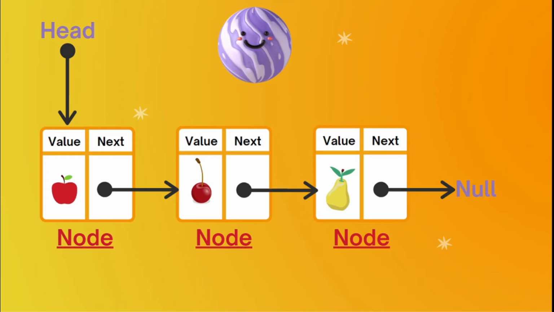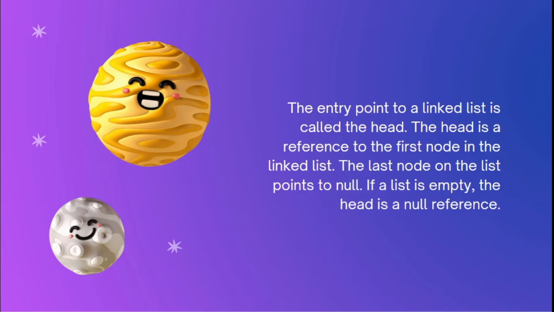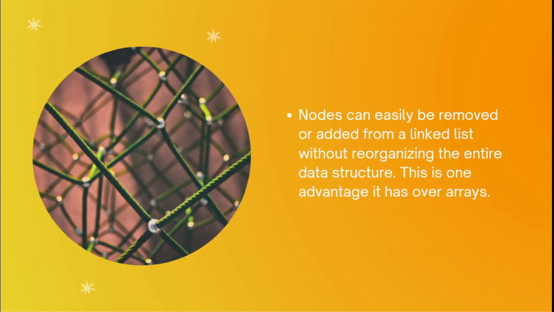Now we can see a linked list right here. This is a nice illustration of it. The entry point to a linked list is called the head. The head is a reference to the first node in the linked list. The last node on the list points to null. If a list is empty, the head is a null reference. Nodes can easily be removed or added from a linked list without reorganizing the entire data structure. This is one advantage it has over arrays.